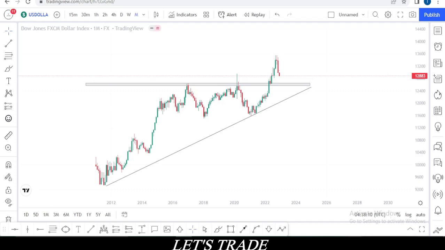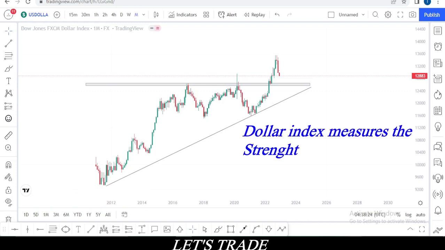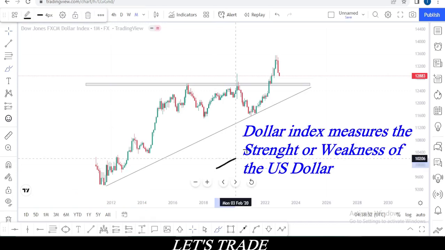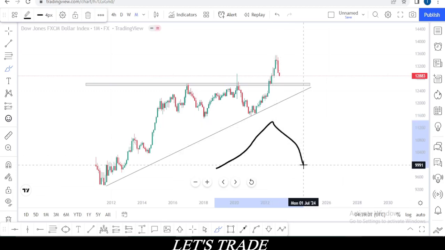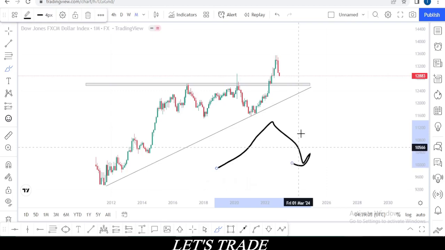As you already know, I trade the majors mostly, so I always start my analysis from the dollar index. The dollar index, as usual, measures the strength or the weakness of the United States dollar. So if the dollar index is going up, that means you should expect a strong dollar across the dollar pairs. And if price is coming down, then you should expect a weak dollar across the dollar pairs, right?